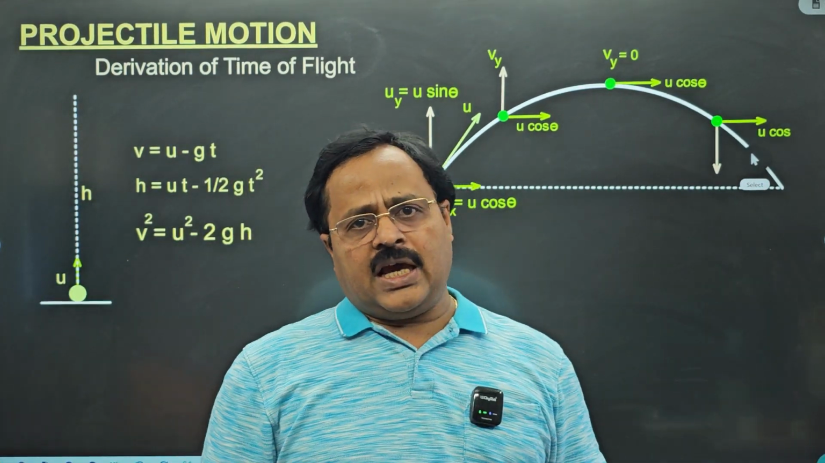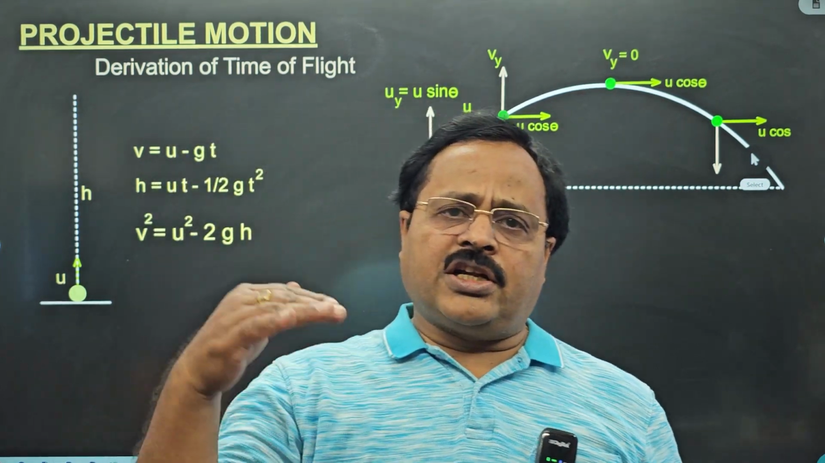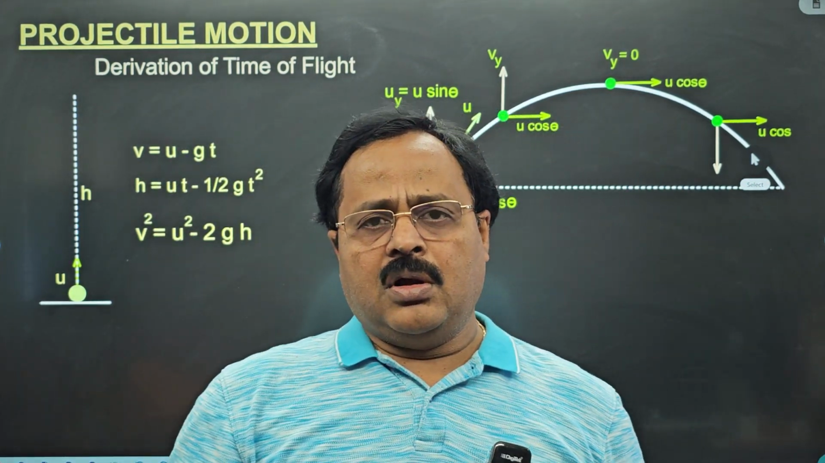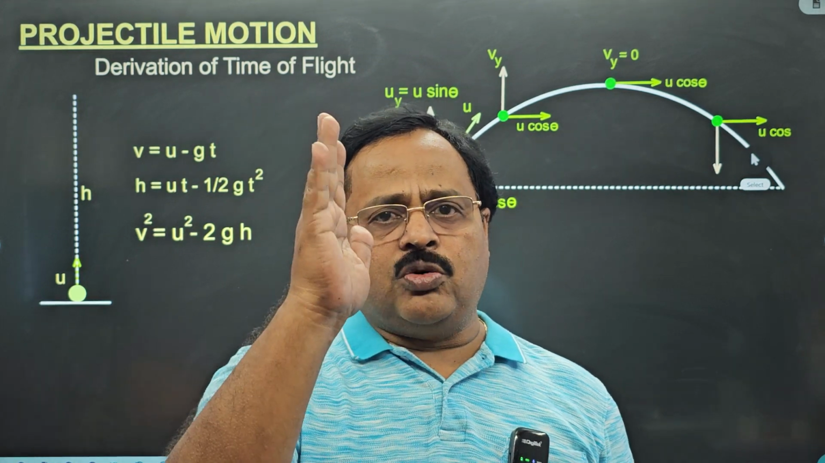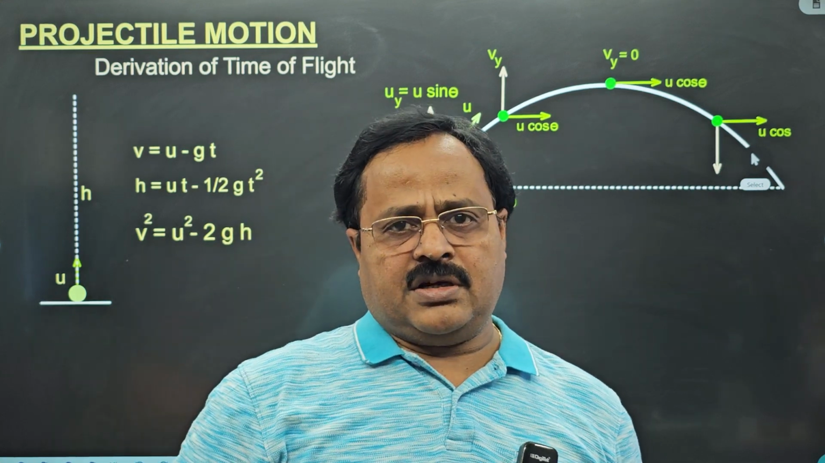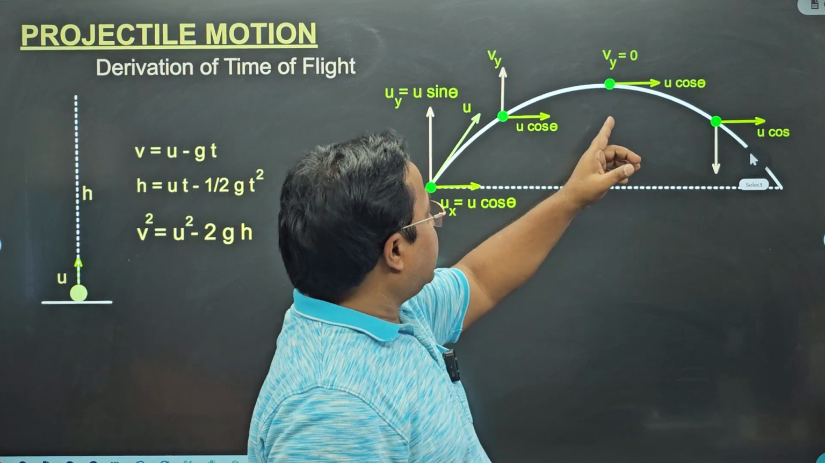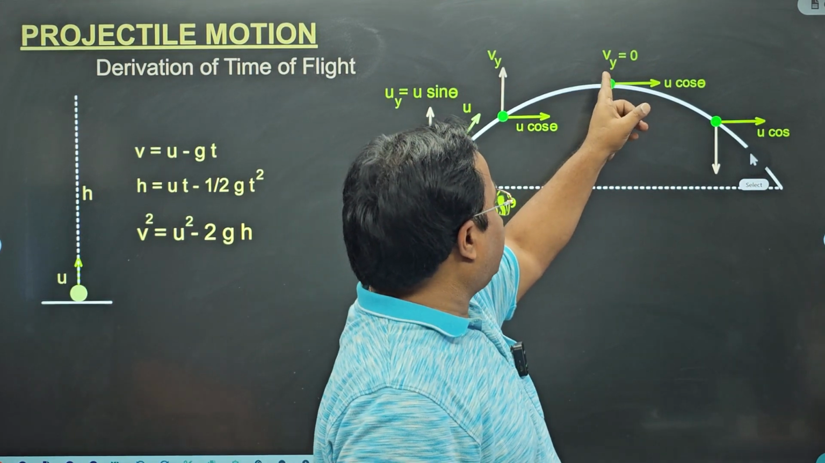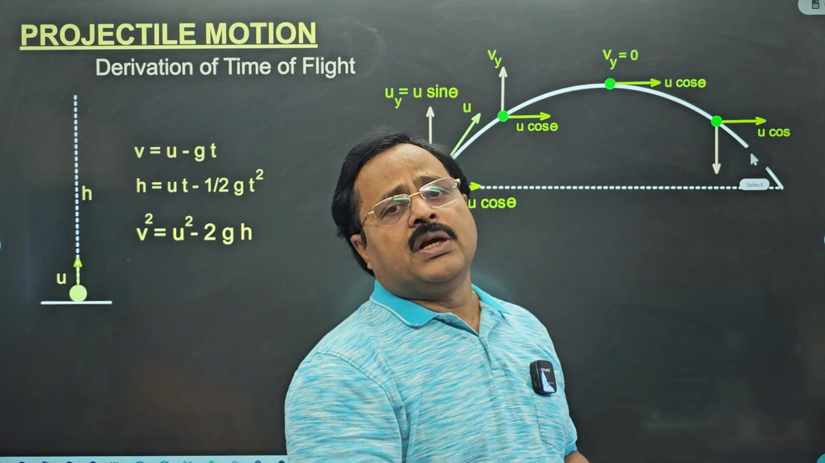My dear students, as I had already explained in my first class, horizontal velocity in a projectile motion will remain constant, and the vertical velocity, which is under gravity, continuously changes its speed. As it goes up, its velocity decreases. As it moves from the highest point to the ground, its vertical velocity keeps on increasing.